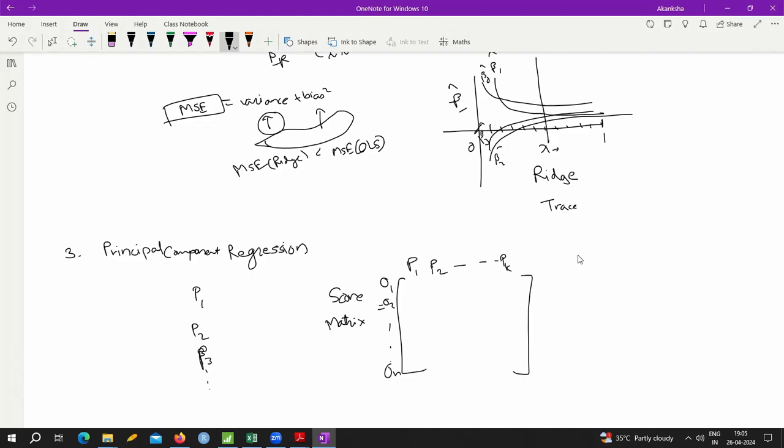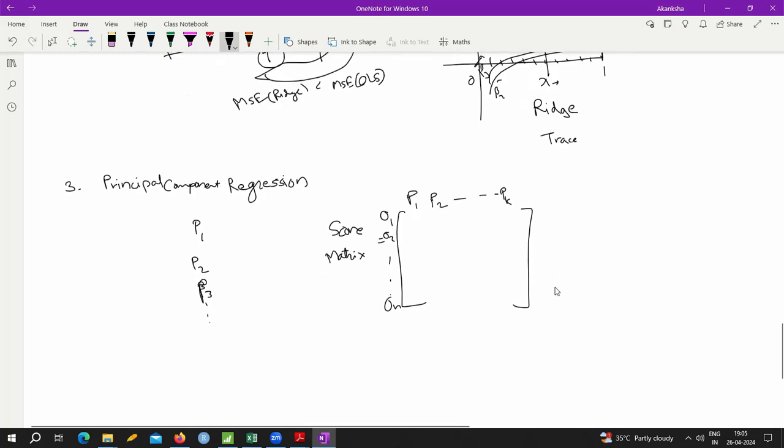Now the problem is interpretation becomes complicated, because if my equation is in terms of P1 and P1 itself contains a linear combination of x1, x2, xp, then interpretation is difficult. But if I collect all the coefficients of x1 from P1, P2, Pk, then all the coefficients of x2 from P1, P2, Pk, and so on, then it might be more interpretable. Okay. Another option is, of course, don't take all of P1, P2, Pk. Check which PCs are highly correlated with our response y and retain only those PCs which are highly correlated with y.